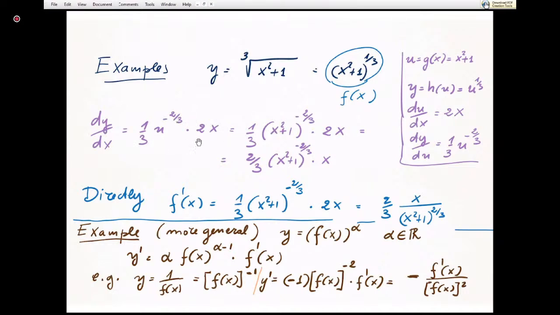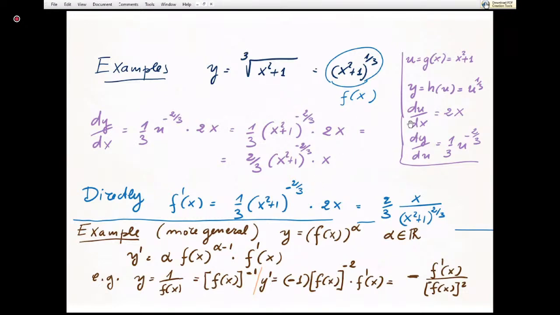So this is basically what we do. The derivative is 1/3 u to the power of minus 2/3, and this is the derivative of h with respect to u, times the derivative of u with respect to x, which is 2x. Then we replace u with x squared plus 1, and we have the final expression of the derivative. Is that clear?